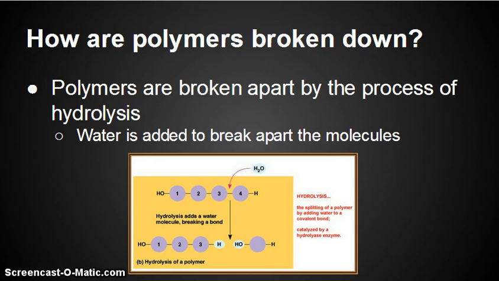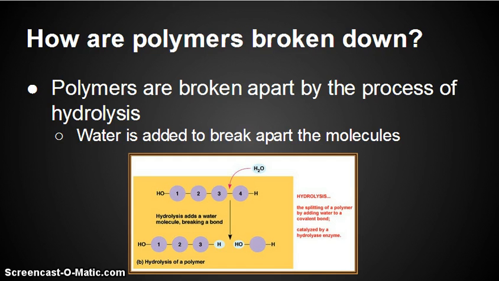So how are polymers broken down? Polymers are broken apart by the process of hydrolysis. This is exactly the opposite of that dehydration synthesis, taking out the water. Now we're going to add that water back in and we're going to break apart the molecules. So here we have a long polymer and we want to break apart those monomers and the polymers, so we're going to add in water. And when we add in water, we're going to get our hydroxide and our hydrogen added into our monomer and polymer into the spots that they originally held.